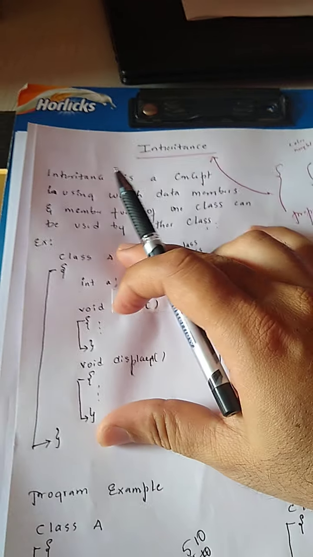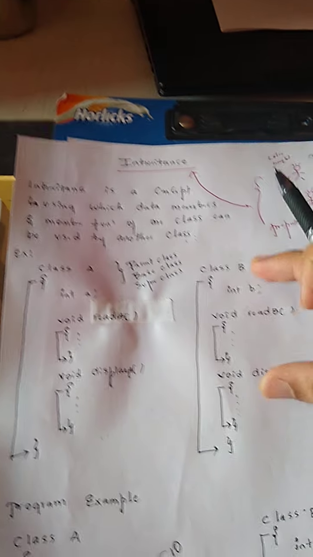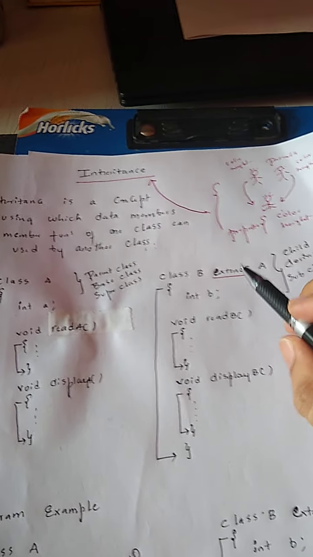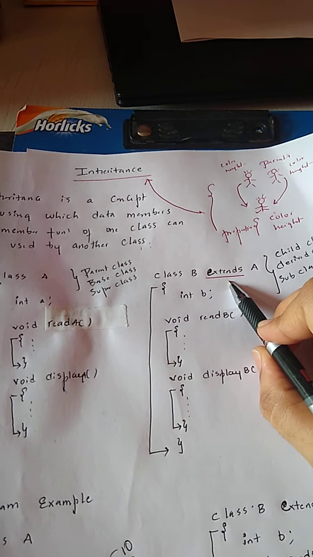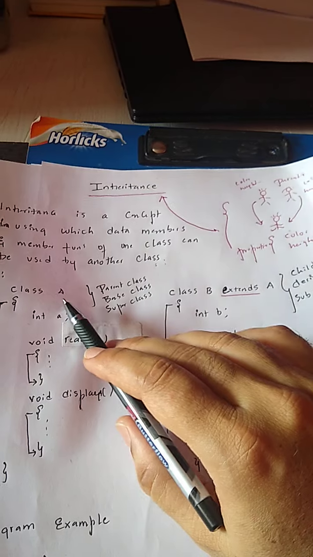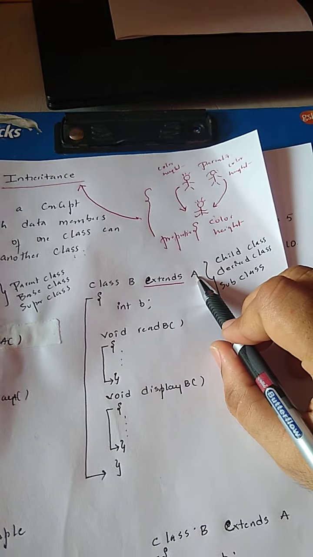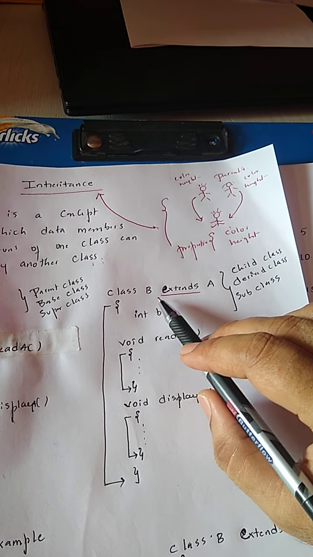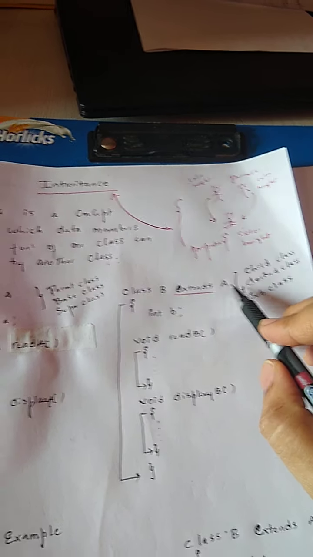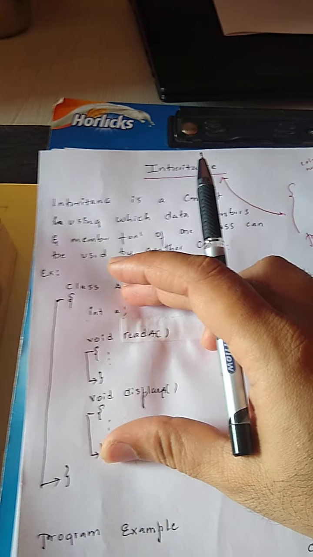Consider an example. There's a class A with some data members and member functions. There's one more class B with some data members and member functions. Now if you want to achieve inheritance, first I have to use a keyword called extends, with a small e. Next I have to write the class name. What's the name of the class from which I am supposed to inherit? A. So I have to write A here. First write the keyword extends, then write the class name.